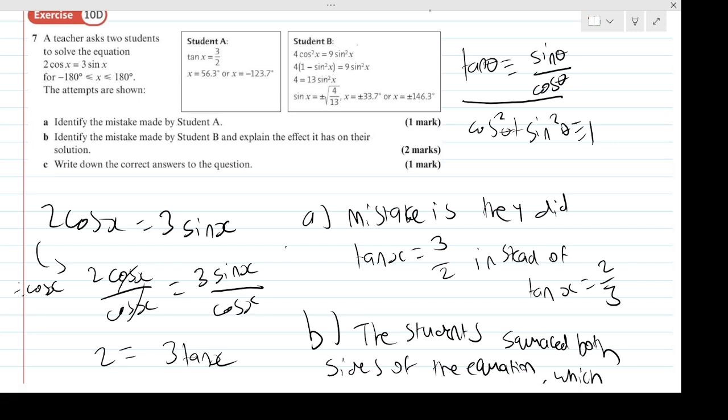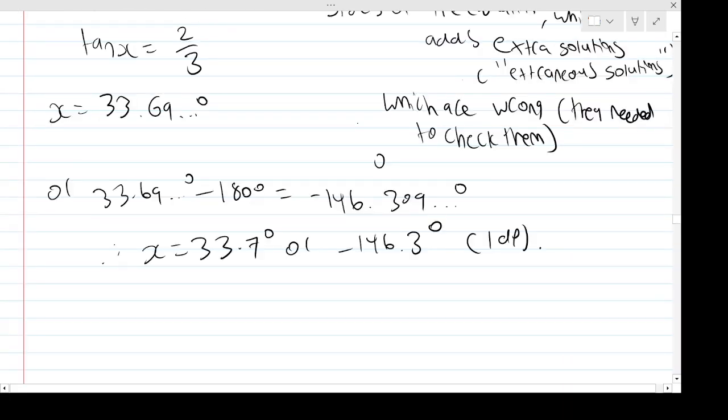So the student failed to check and substitute every single value of x back into the original equation to see if it truly is correct. So that's what you've got to do. If you want to square both sides of any equation, not just this one, you then need to substitute the answers you get from that back into the original equation.